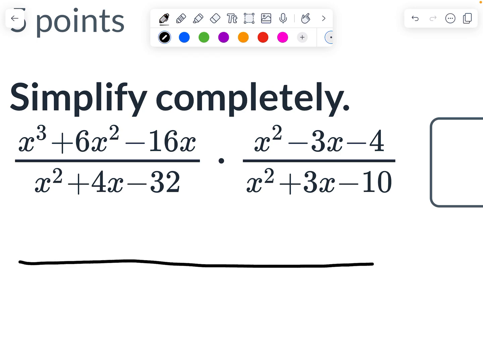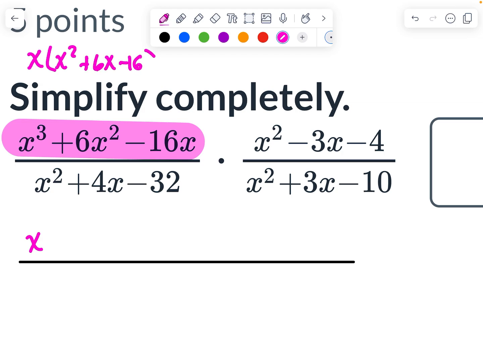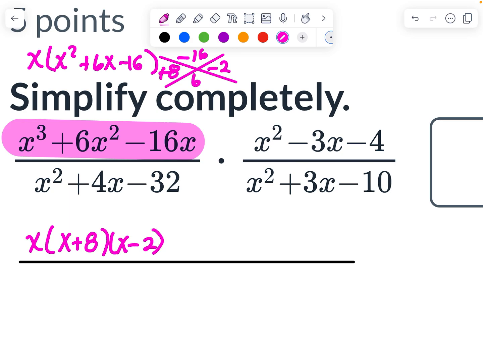So I'm going to give myself a very long fraction bar, as this is a multiplication problem. I am going to look at the very first numerator, and I'm going to notice that it has a greatest common factor of x. And when I factor the x out, I am left with x squared plus 6x minus 16. So now I am left with needing factors of negative 16 that add to 6, and that's going to be positive 8 and negative 2. So that's going to be x plus 8 and x minus 2, and that is factoring completely.